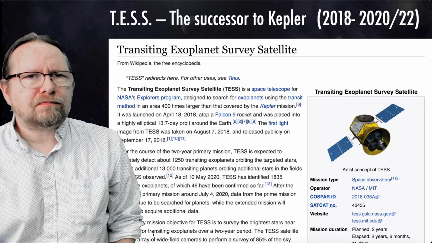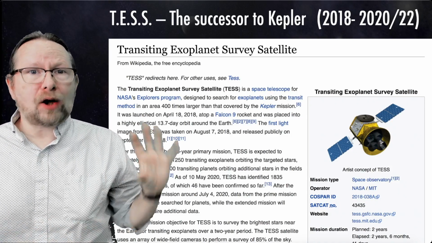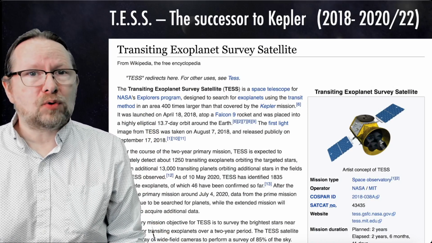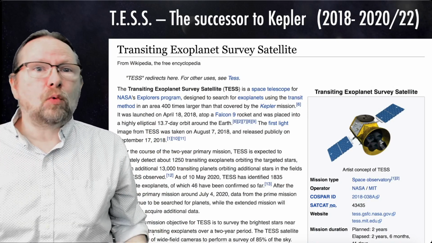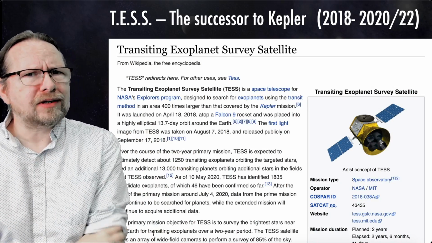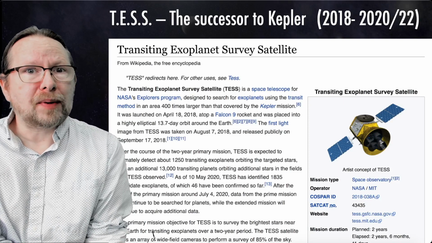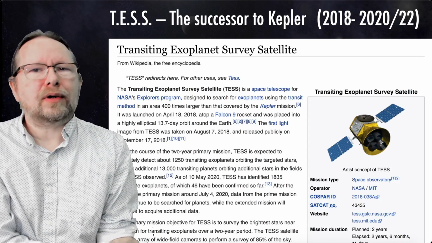The TESS mission started taking data in 2018. It was officially over in 2020 in terms of its planned mission. It was still working, so that mission was extended until, last I checked, September of 2022, which is just a couple months from now. Will it keep going after that? Will the satellite still keep working?